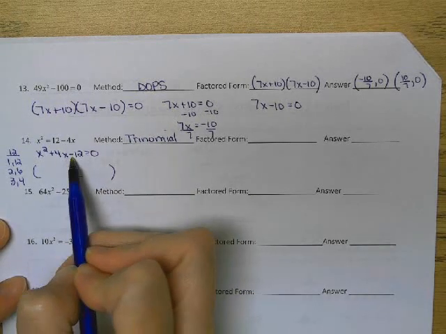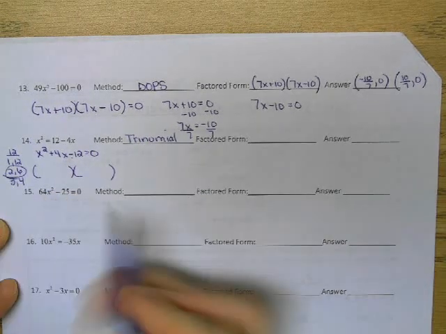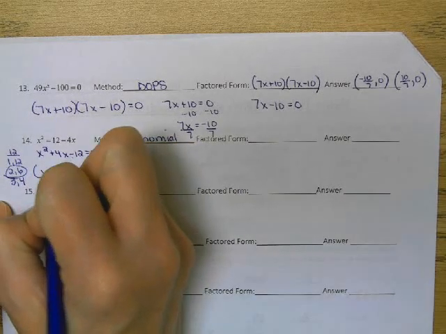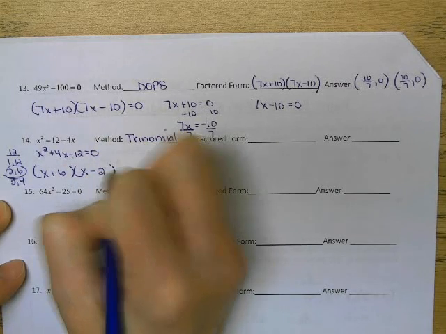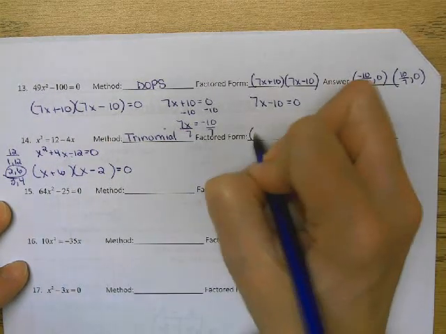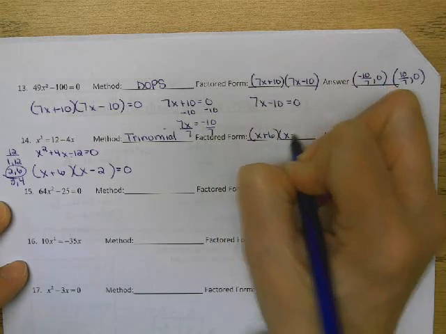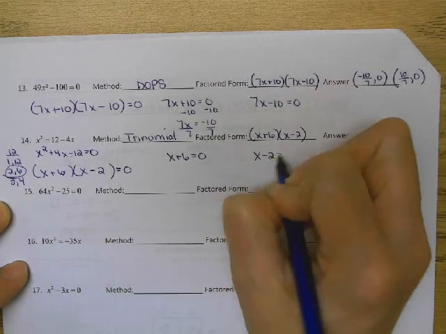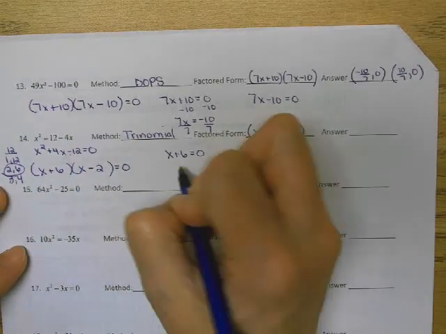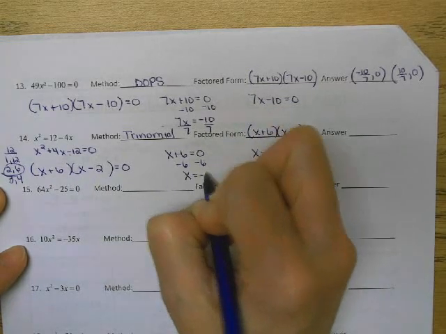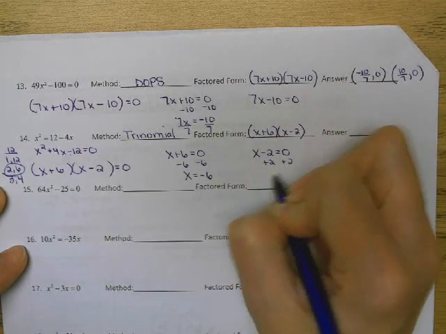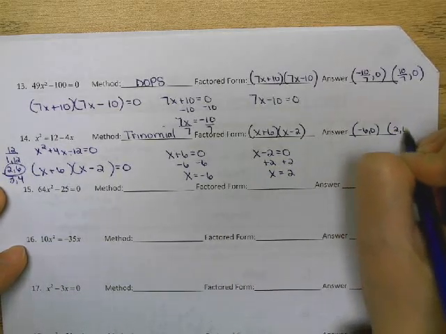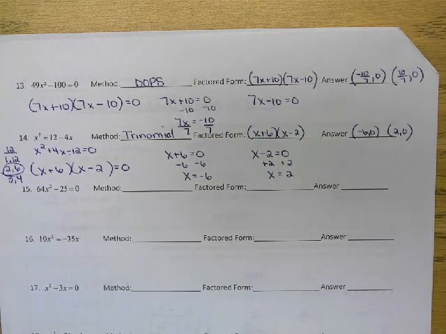And I'm looking for the 2 that subtract to give me 4. I need them to subtract to give me a positive 4. So I'm going to have an x plus 6 and an x minus 2. So now if I want to find my solutions, I'm going to set each one equal to 0 and solve. So right here I'm going to subtract the 6. And right here I'm going to add the 2. So there are my 2 solutions for that one.